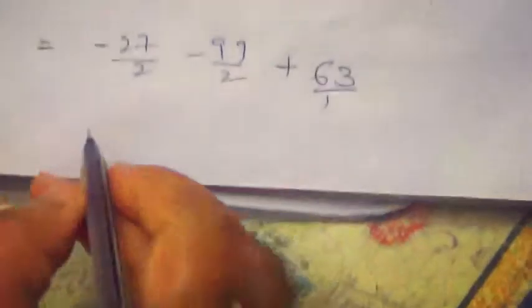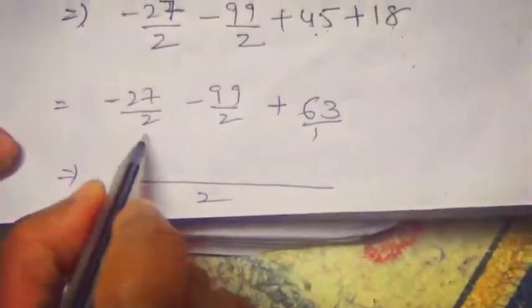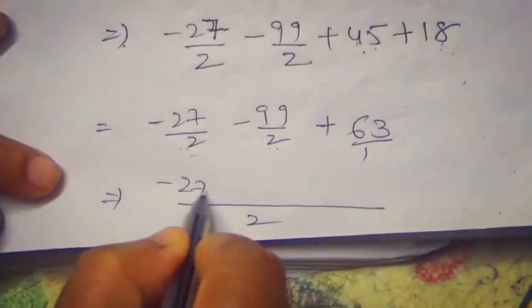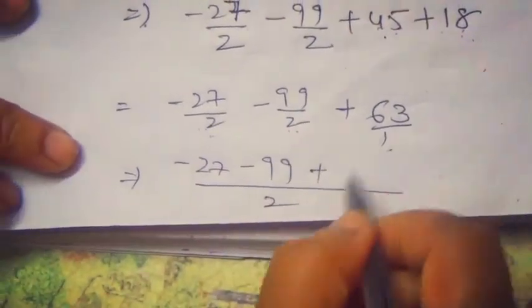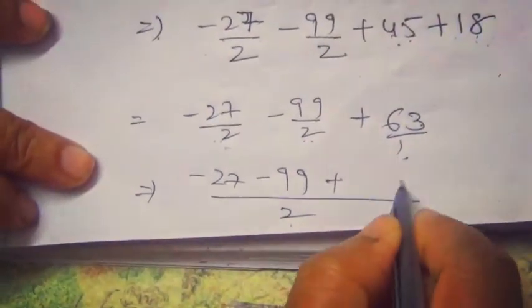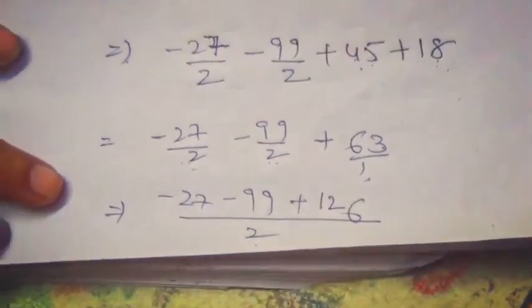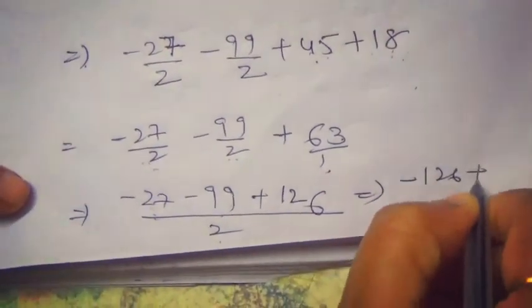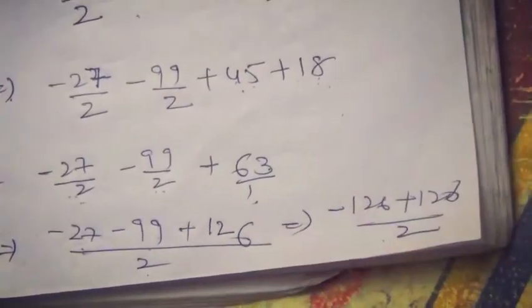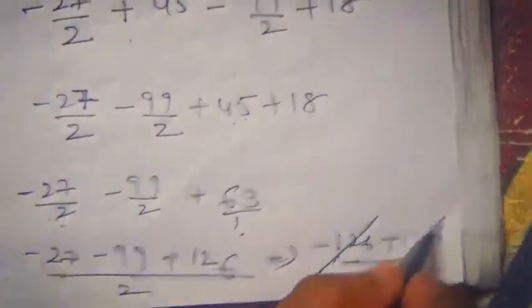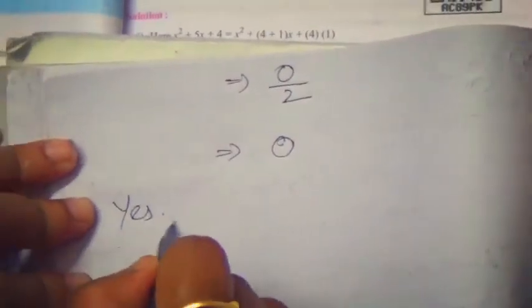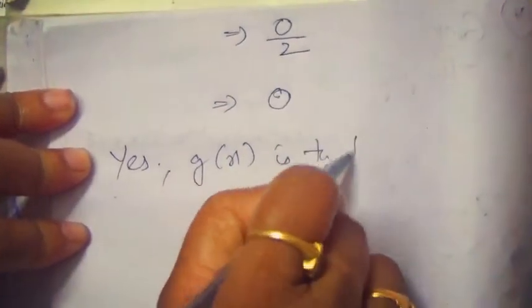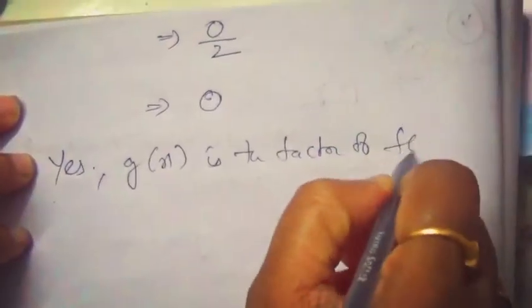Okay, 1 is there. So LCM of these all, in the denominator 2's are there, so I am writing it as it is, that is minus 99 plus 1 into 2, 2 times 63 is 126. Okay, that implies, look here, the addition of these two: minus 126 plus 126 by 2. Minus 126 and plus 126 cancel, 0 by 2, that is equal to 0. Yes, g of x is a factor of f of x.